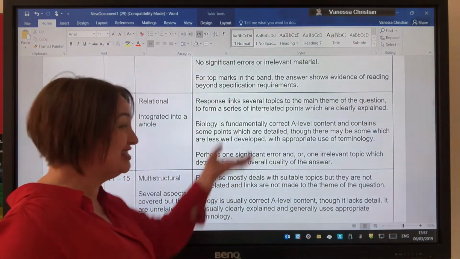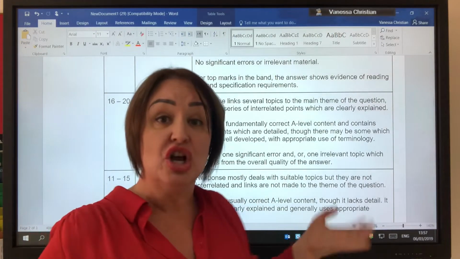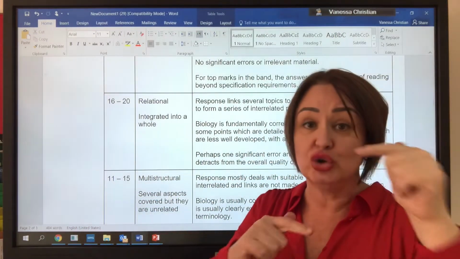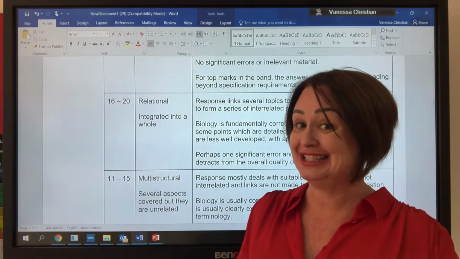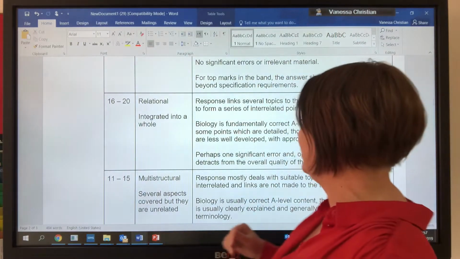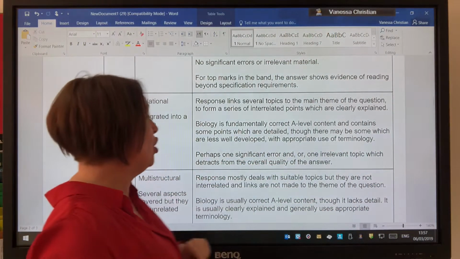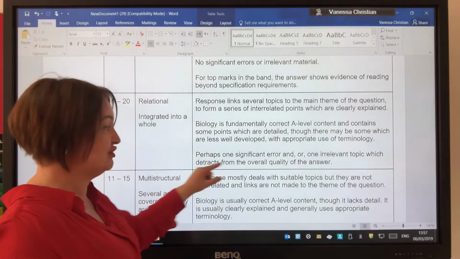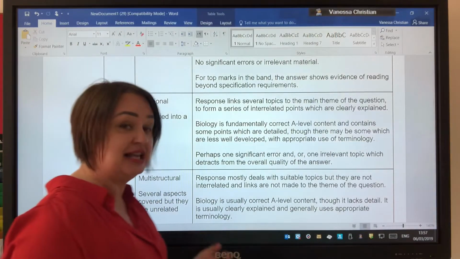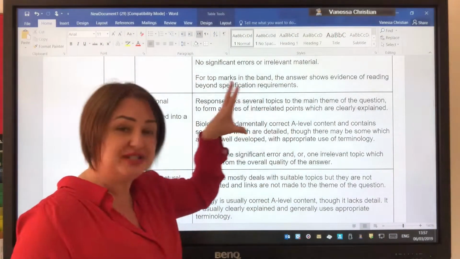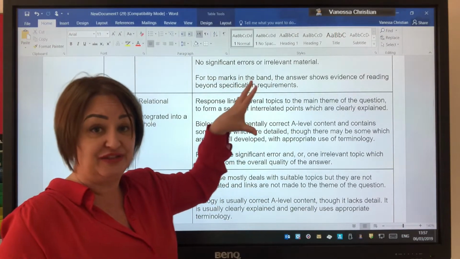So in actual fact, that doesn't sound too difficult. You can still get up to 20 marks being detailed in one or two of your paragraphs and less detailed in the other two. Doesn't sound too bad to me. Perhaps one significant error and or one irrelevant topic which detracts from the overall quality of the answer. So again, you still get to make those boo-boos and you still get to get 20 out of 25.